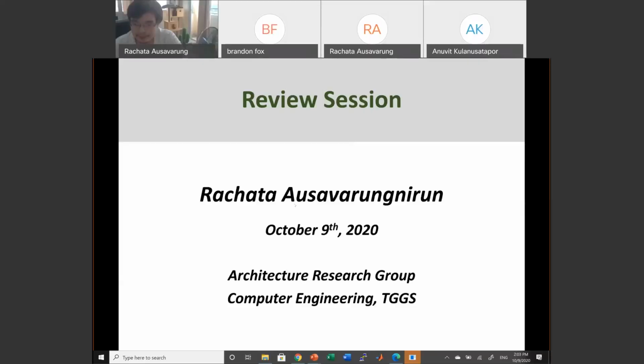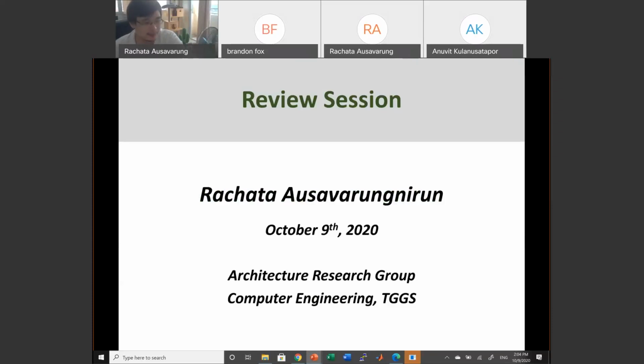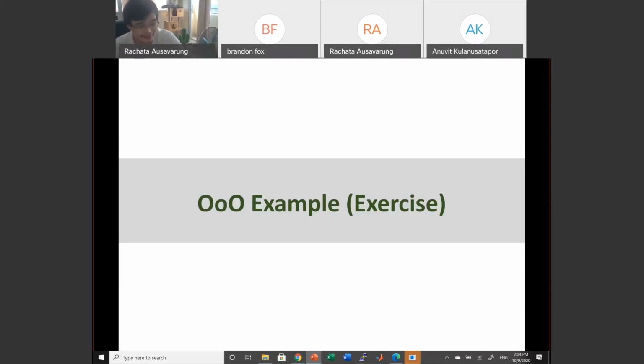List of examples for out-of-order execution. So the first thing we'll do today is go through our example in the exercise.